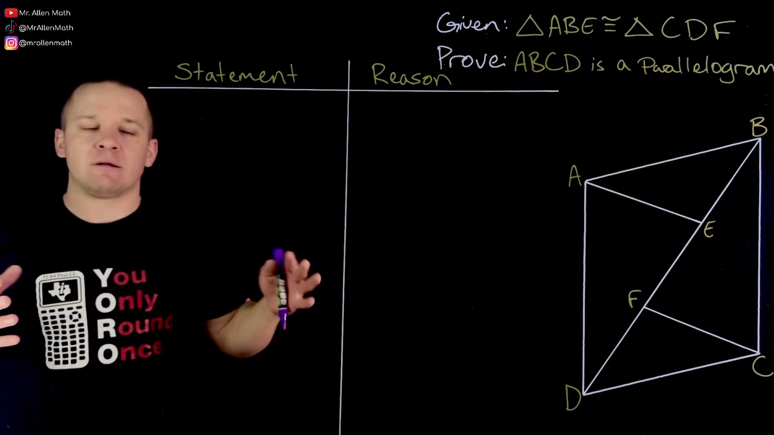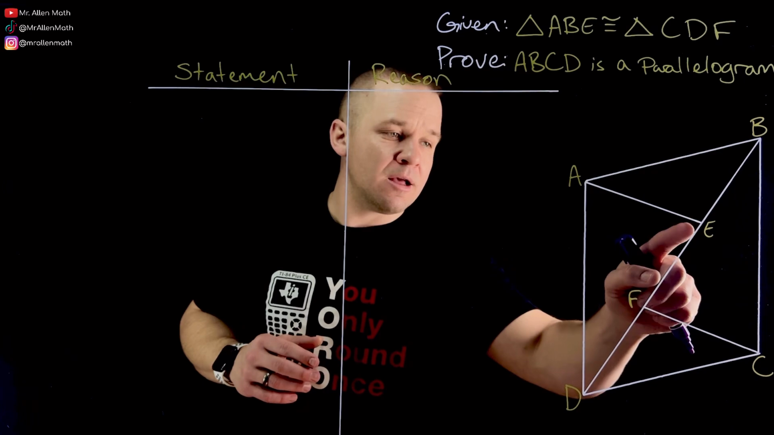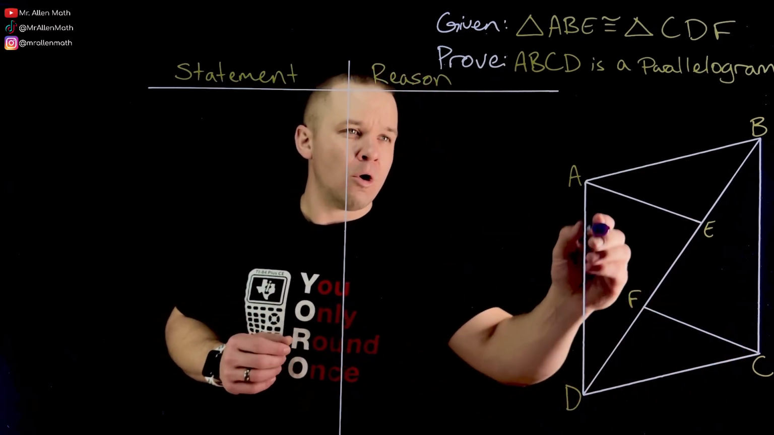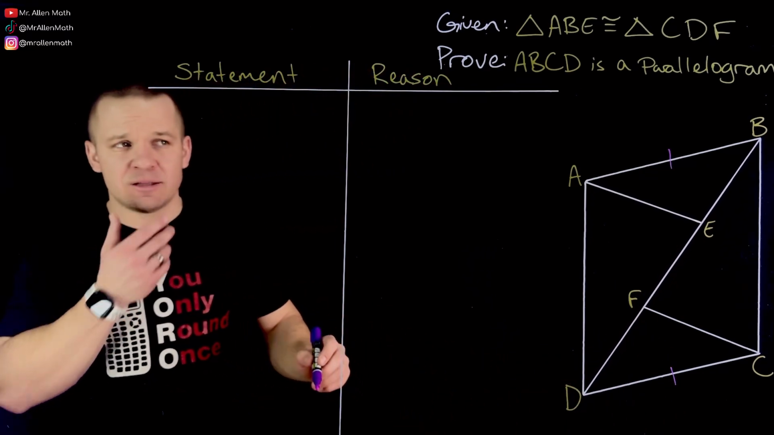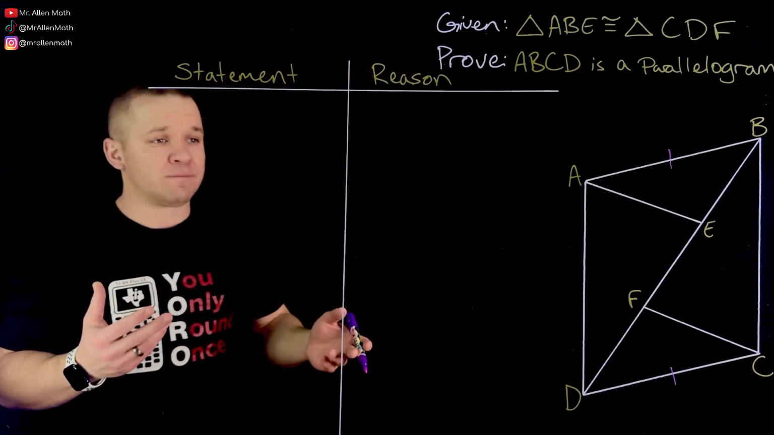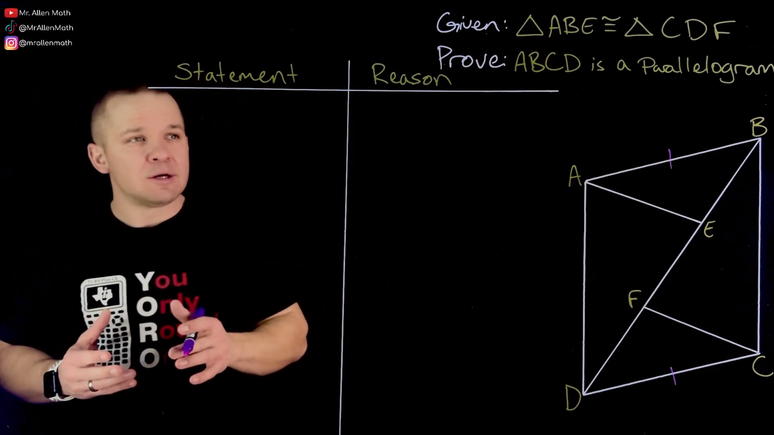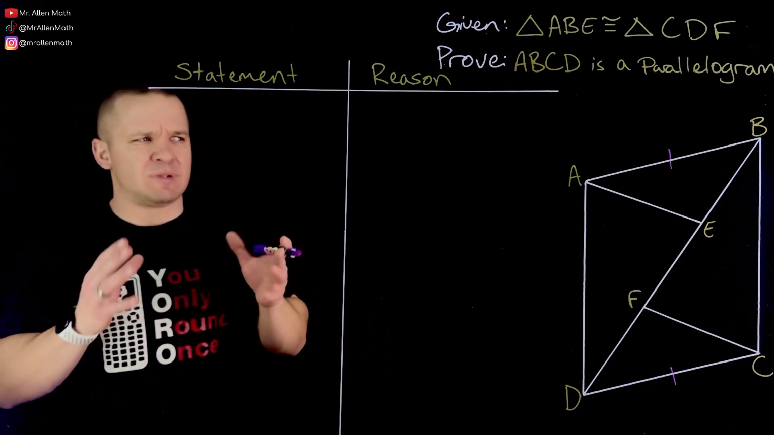Now, right off the bat, let's take a look. If these two triangles, ABE and CDF, are congruent, would AB and CD be congruent sides? Yeah, absolutely. So I've already got one pair of opposite sides congruent. Now, how do I get them parallel? Well, we have to think back to parallel lines and how that all works.